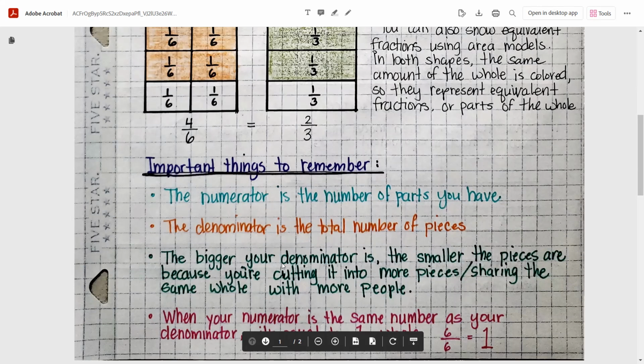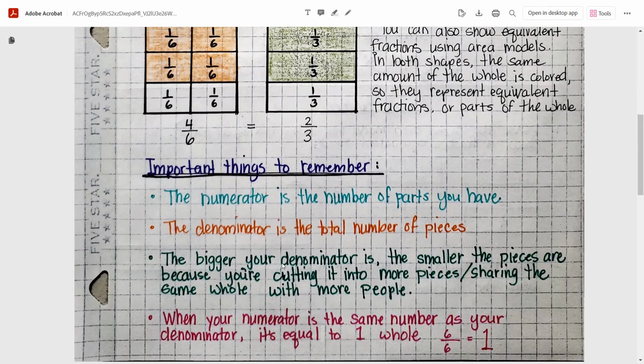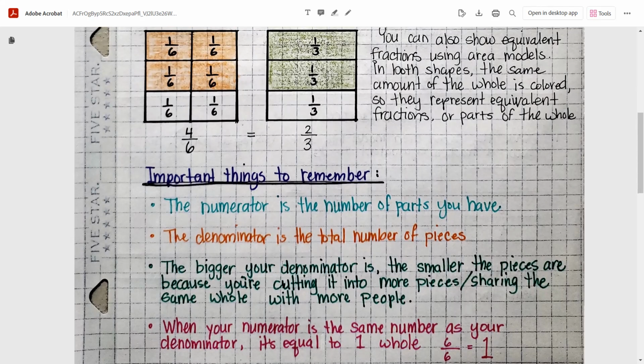The bigger your denominator is, the smaller those pieces are, because you're cutting them into more pieces, or you're sharing that same whole. If you're thinking about it like a cake, you're sharing with more people. So if these were my 2 cakes, and this was cut into 1/6, and this was cut into 1/3, the people that are getting the 1/3 are getting bigger sized pieces, because they're only sharing between 3 people. But if you're sharing that same cake between 6 people, you have to make those pieces smaller so that everyone gets a piece. So this is something important to remember.